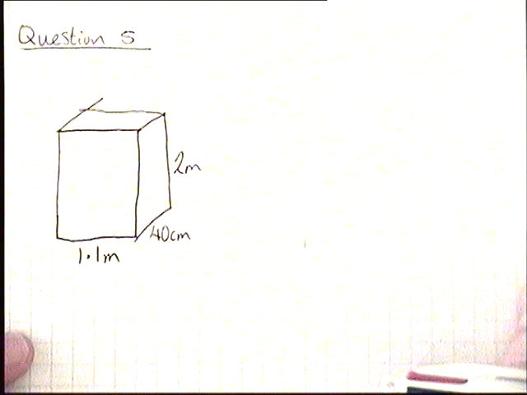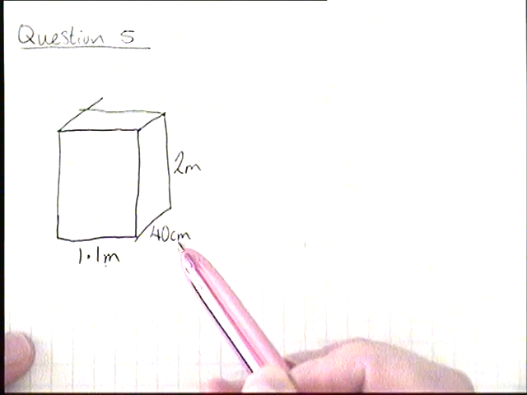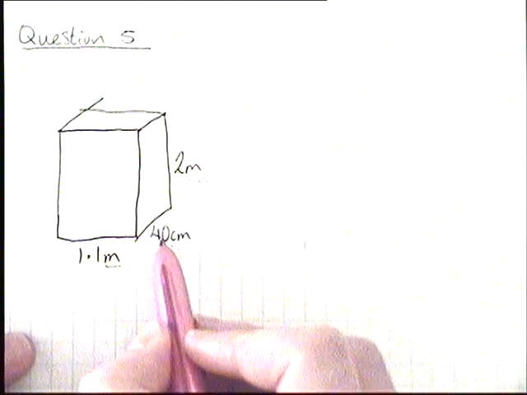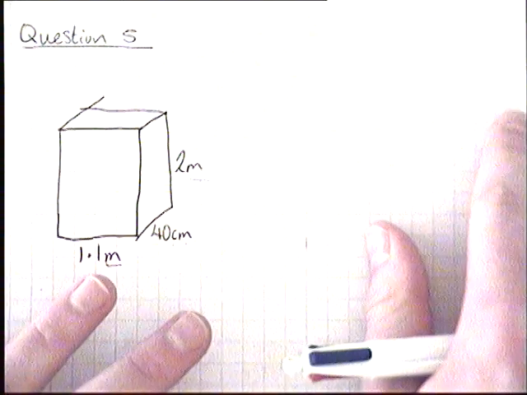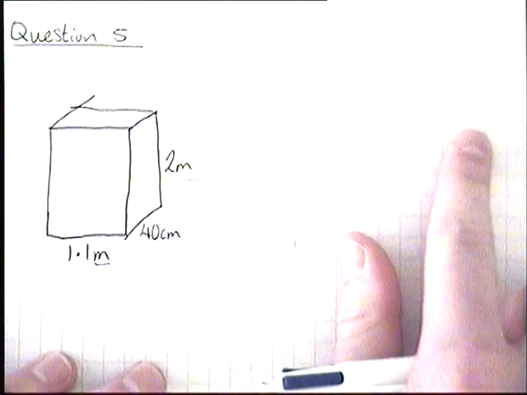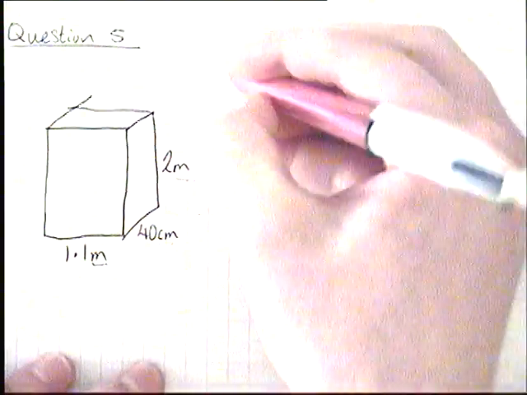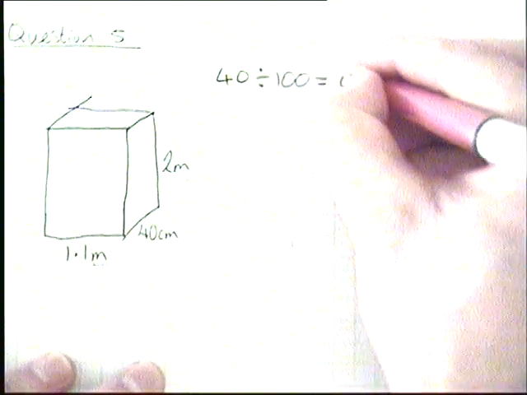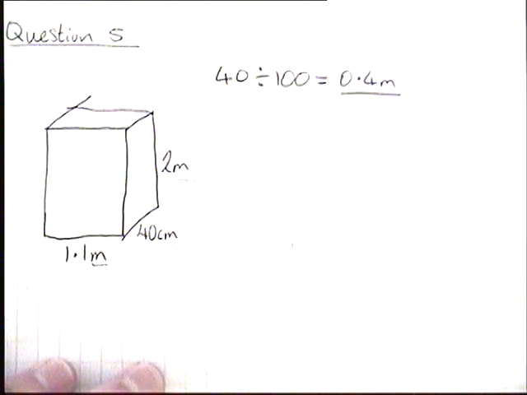Now, question 5. Before we do anything, we need to make sure that all 3 of our lengths are in the same unit. So we've got 1.1 meters, 2 meters, but then we've got 40 centimeters. So we need to make sure, first of all, that we're converting those centimeters into meters. So to do that, we're going to divide our 40 by 100 because, of course, there's 100 centimeters in a meter. So 40 divided by 100 gives us 0.4 meters. So it's very important that we're working in the same units for each length.